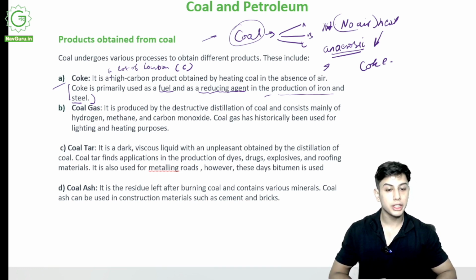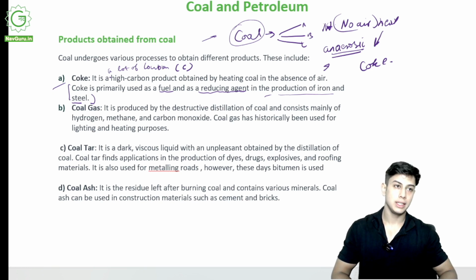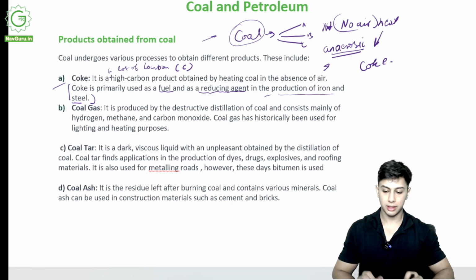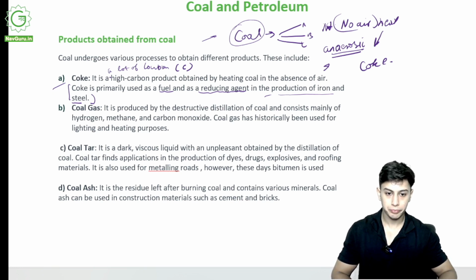It is used as a reducing agent. What do I mean by reducing agent? When I am producing iron and steel, steel is iron and carbon. So when I'm producing it, I need steel and iron to be found differently, to be obtained differently. To get that we use a reducing agent. What is a reducing agent? So that I can obtain all the things that I need differently, not as a mixture.